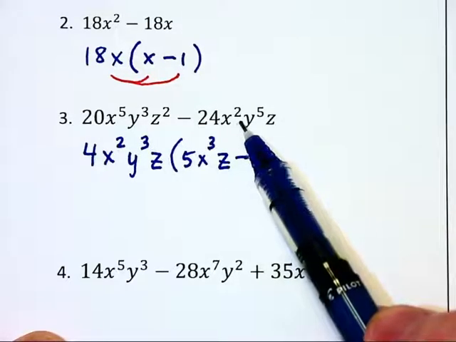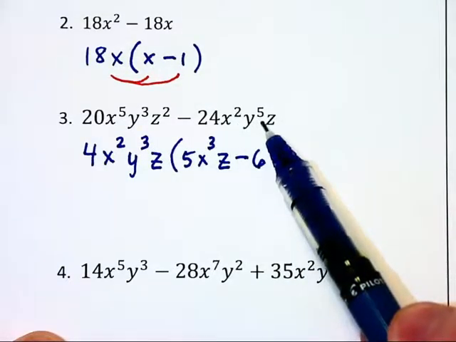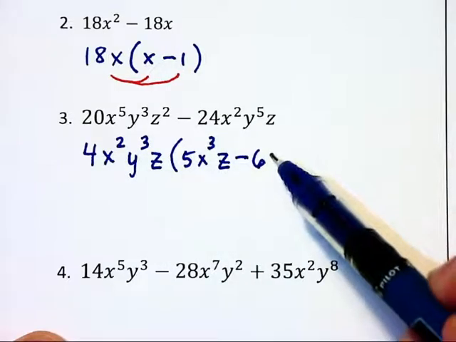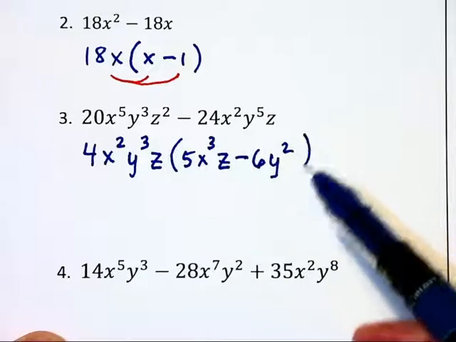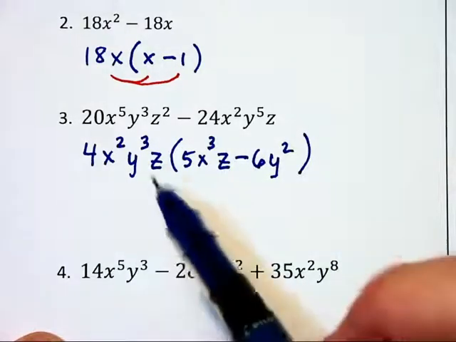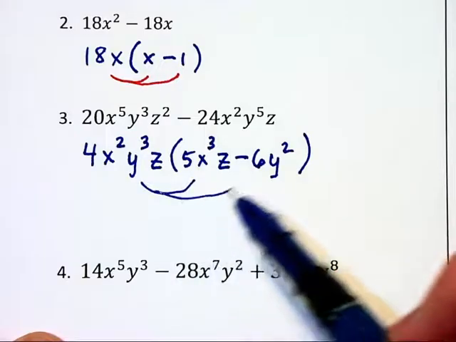The full x squared divides out, but when you divide y to the fifth by y to the third, you will have y to the second left over, and the z divides out, and so we have what's left in the parentheses there, which can be checked again by distribution.